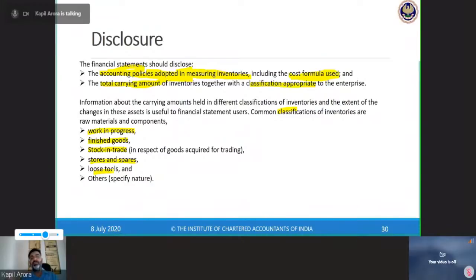So the user can identify how much stock is finished product ready or available with us, how much stock in trade is available with us, how much raw material is available with us. Just to answer your question, if above normal value is there, then nothing will go to the profit and loss account. There is no abnormal gain, that is what we are trying to say.